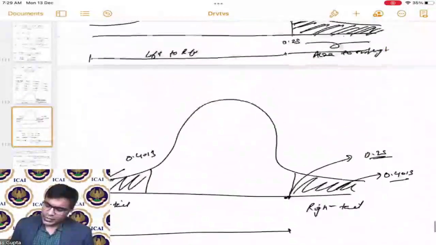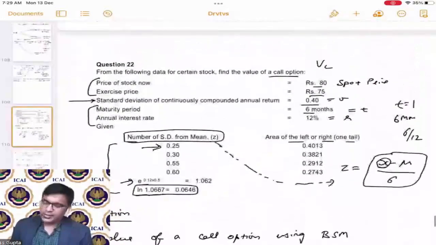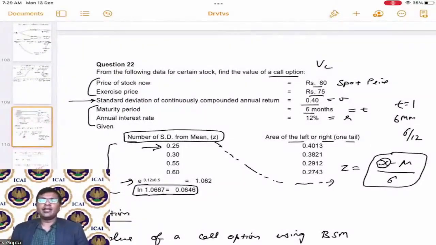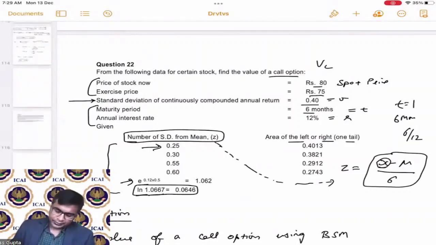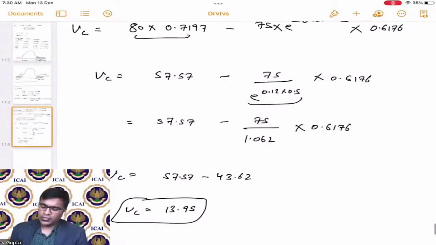The only thing is we need to read the data and see what all things are given to fit into our final solution. For example, this number of SD from mean, which is the Z score, is actually nothing but used in the standard normal distribution, the standard normal table. Okay, we will now move forward with the next concept.